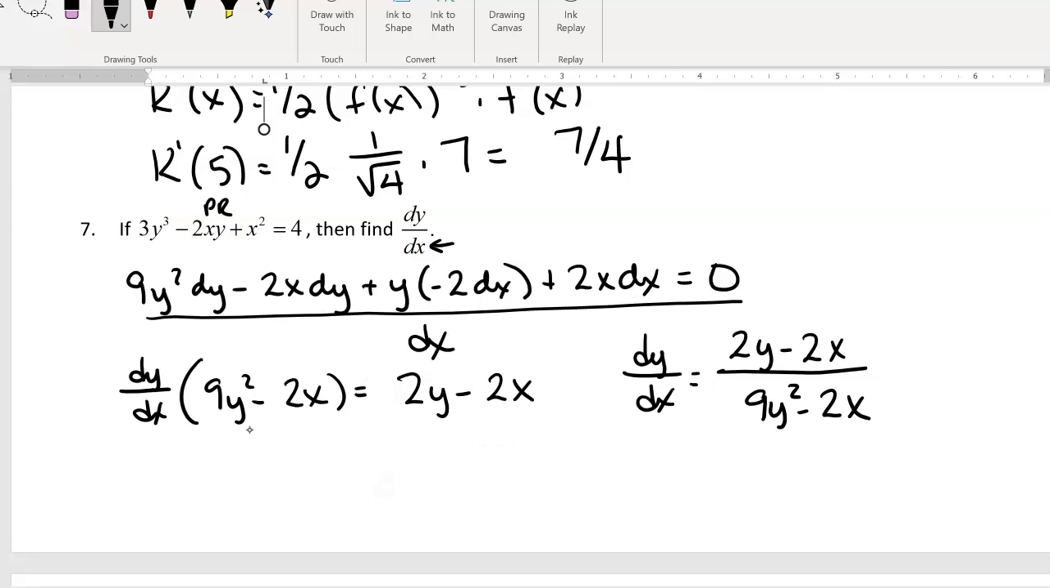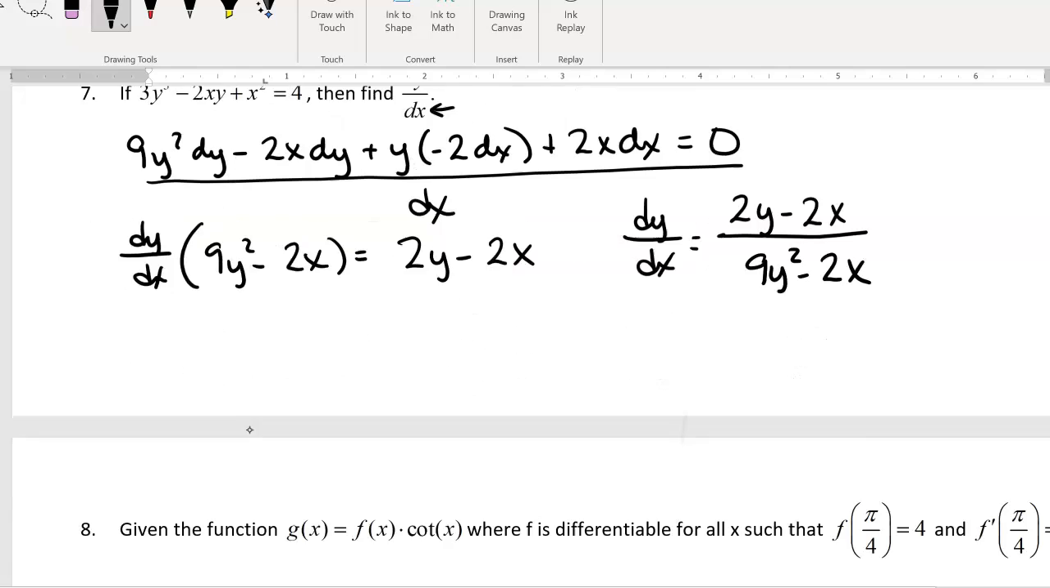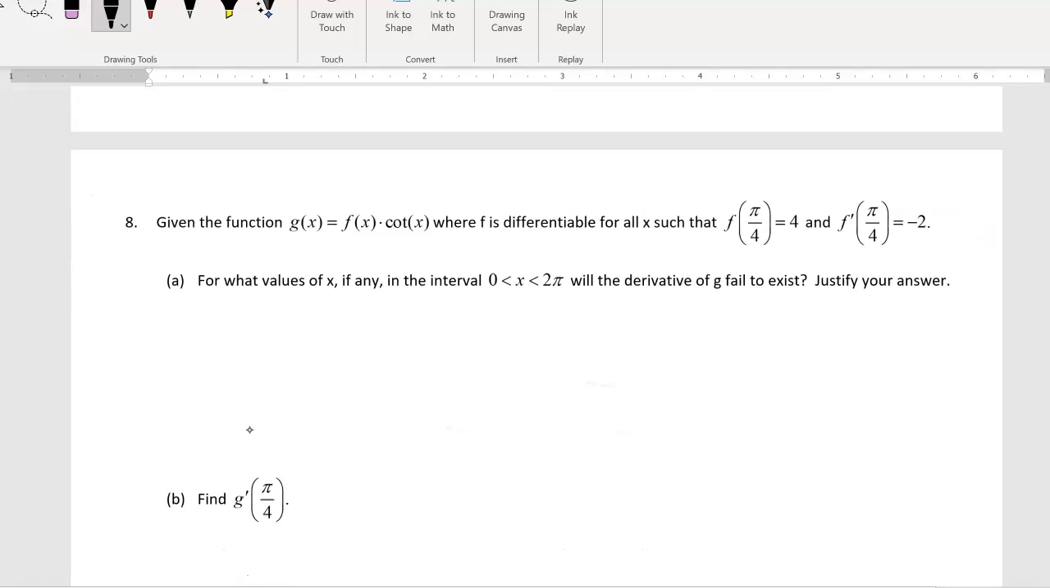Last page. If I can get it to move. Wow, is it going to freeze? Oh, there we go. Thank goodness.